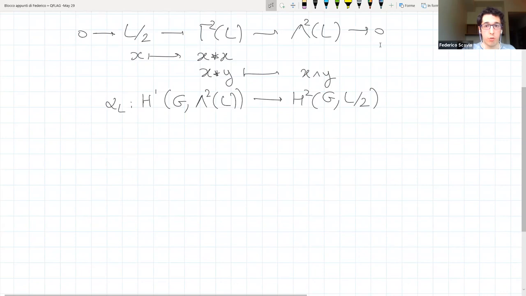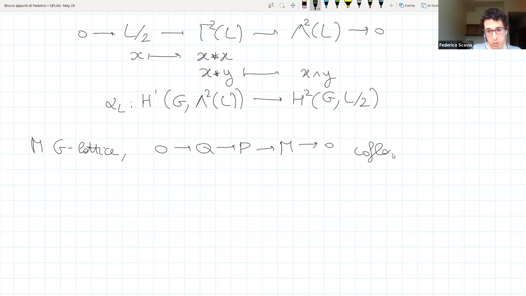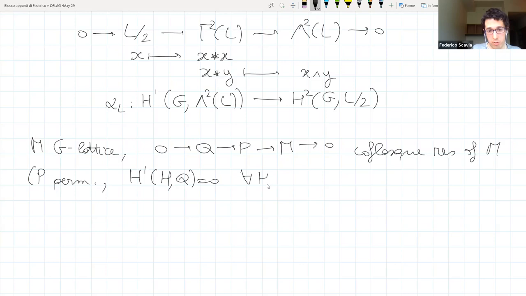Now let's start with M, another G lattice. And let's take 0 goes to Q goes to P goes to M goes to 0. This is a coflasque resolution of M. So this means that P is permutation and that Q is coflasque, which means that H^1(H, Q) is zero for any subgroup H of G. Okay, and then we can define phi of G, M as the image of alpha_Q.